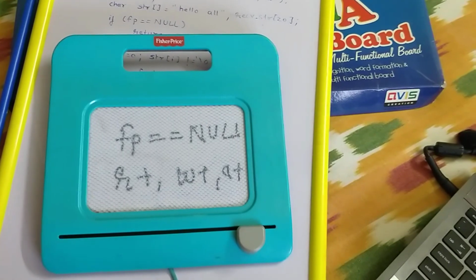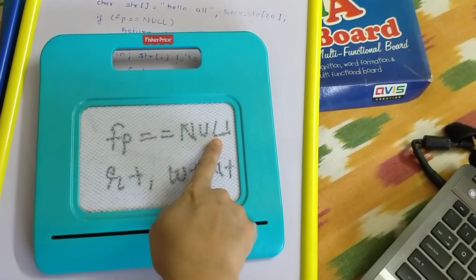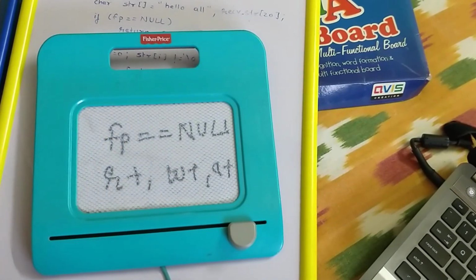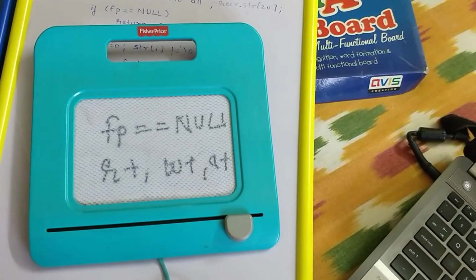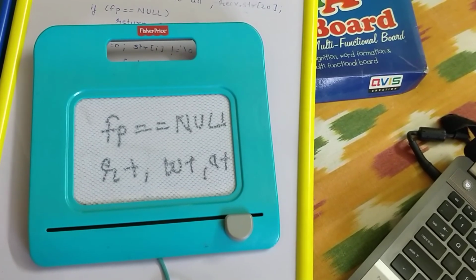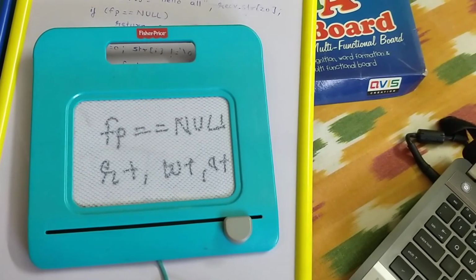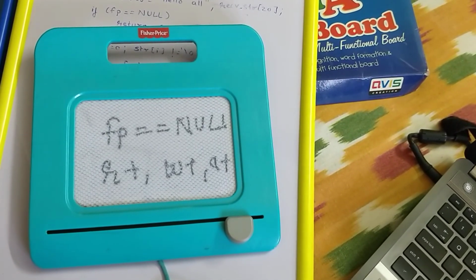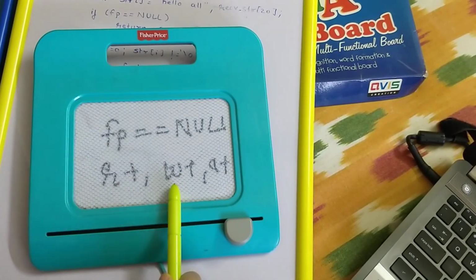The other new thing that we have seen is that your fp can be compared to the null value to check whether the file has been created or opened successfully or not. If the file is not opened successfully, fp will be assigned a null value. Also, along with R, W and A, the file can be opened in these three modes: R plus, W plus and A plus.